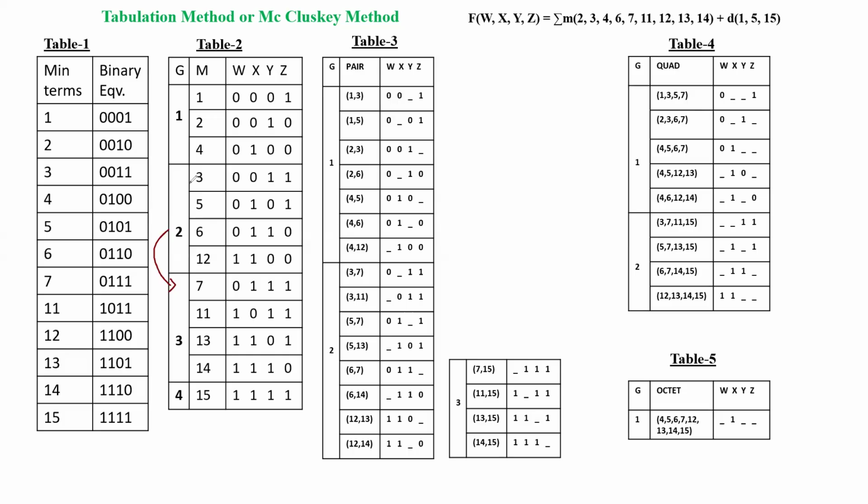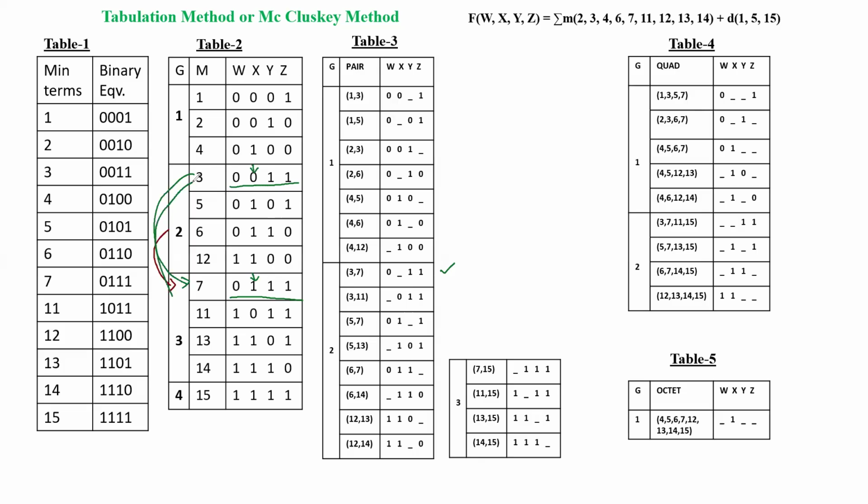So here, if you see, the first min term is 3. Now this 3 will be compared with 7. So here we have 0, 0, 1, 1, and here we have 0, 1, 1, 1. So this bit is changing here. Both places have 0, 1, 1. So we have the pair of 3, 7. So we have 0, dash, 1, 1. The X bit is changing here.